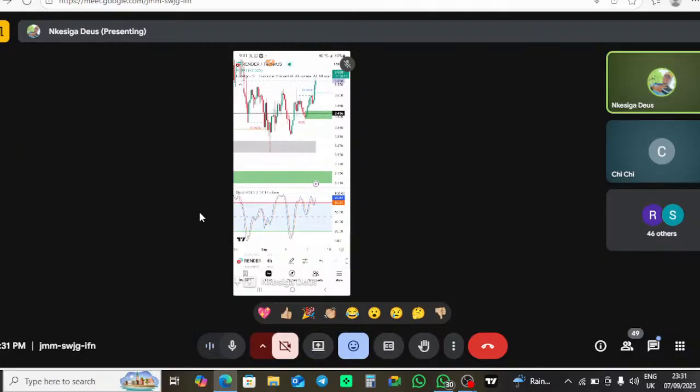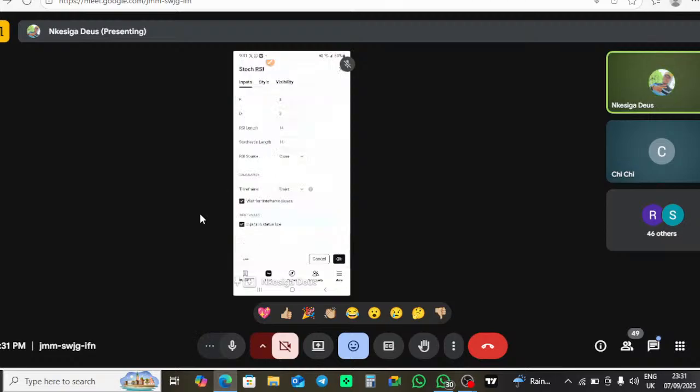Now we are done with the settings for smart money concept. Let us click on RSI and open it again. On RSI we are under inputs. K and D, make them 3. RSI length and stochastic length, make them 14. Here we have close, and here you choose chart. Here tick, and here tick.